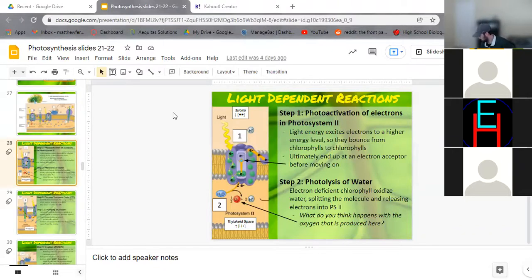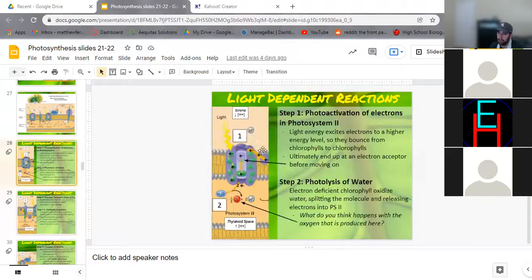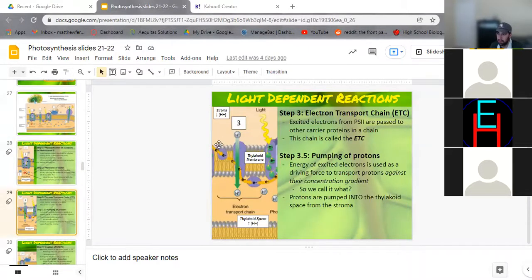So steps 1 and 2, the use of light to energize things and break things. Yes, plural. Step 3 now is the electron transport chain, called such because we're transporting electrons in a chain. And where did these electrons in the ETC come from? Photosystem 2? Absolutely. All the electrons that got super energized and donated here in photosystem 2 are the electrons that ultimately end up in the ETC.